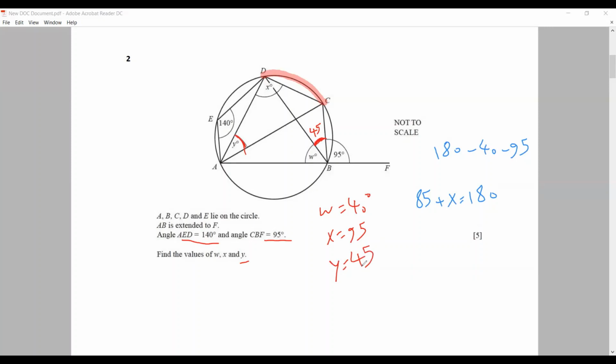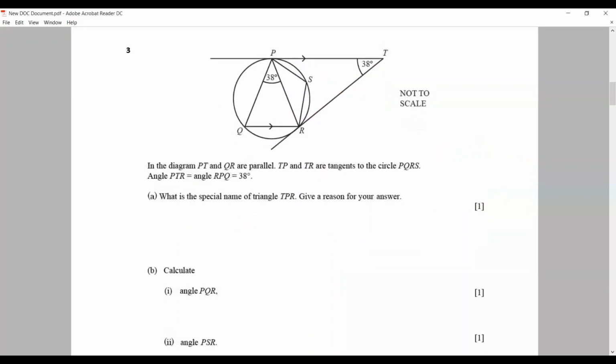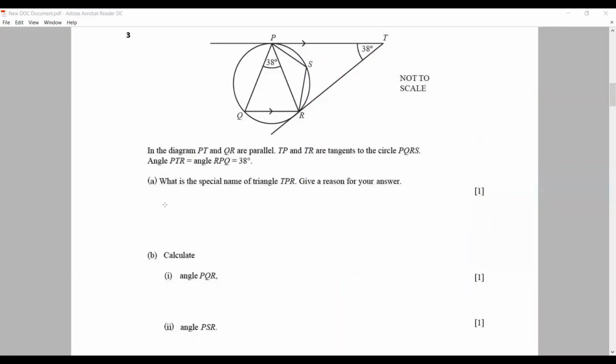All right, moving on to question number 3. We are given this figure. These two lines are parallel, QR and PT. Okay, we can see that. And TP and TR are tangents, so they must have the same length. So angle PTR equals angle RPQ. That's also mentioned on the figure.